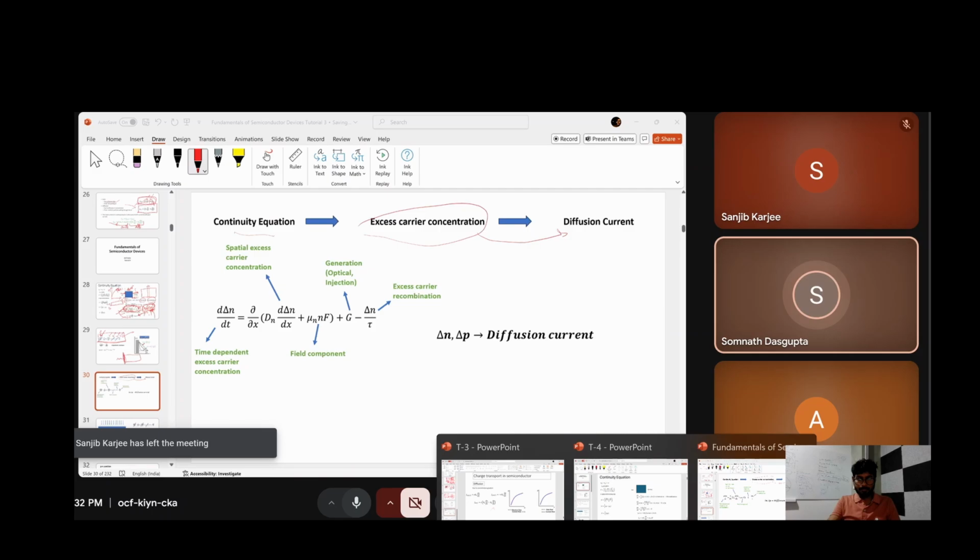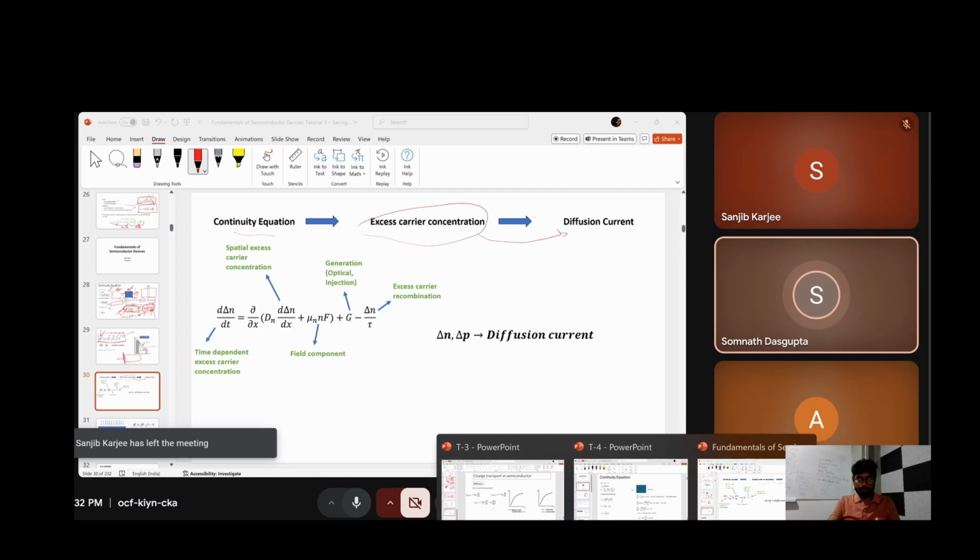What is there? There will be diffusion current, and one more thing: whenever excess carriers are generated, when you are applying some field, or when there is application of light, and all these things. And the steady state comes when there is no time dependence. This is the time dependent excess carrier concentration.